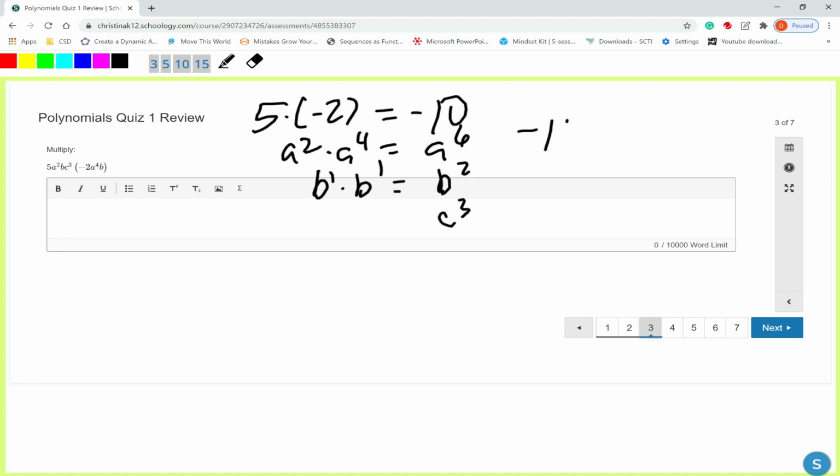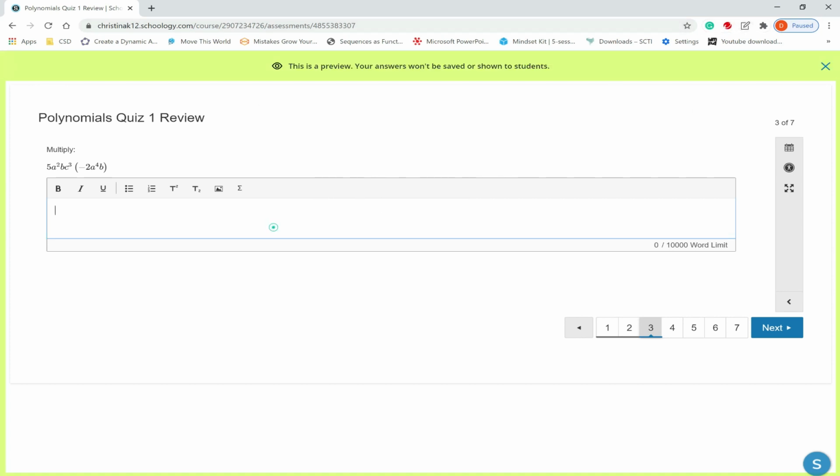So altogether, the answer would be negative 10a to the sixth, b squared, c to the third, and we're done. All you do is type that into our box. So we'll type in negative 10 a raised to a sixth power, b raised to a second power, c raised to a third power, and we're done.